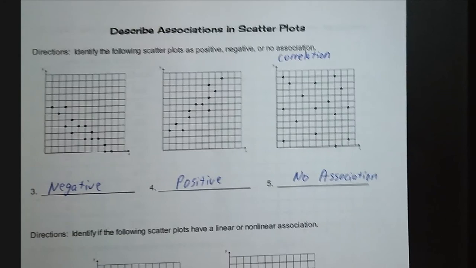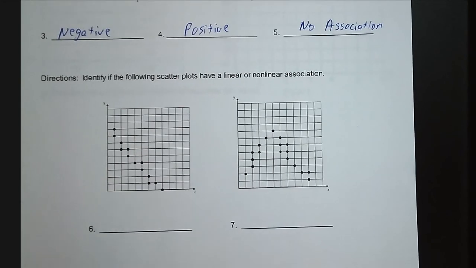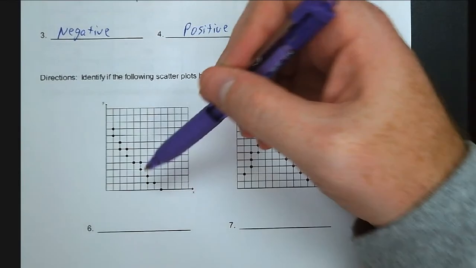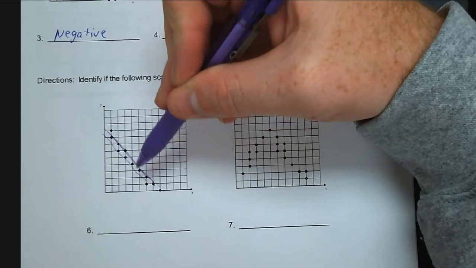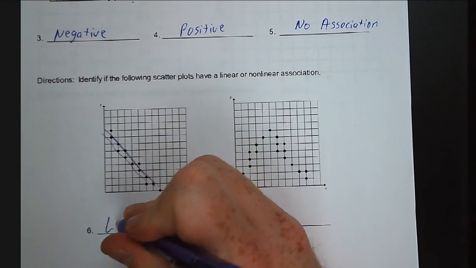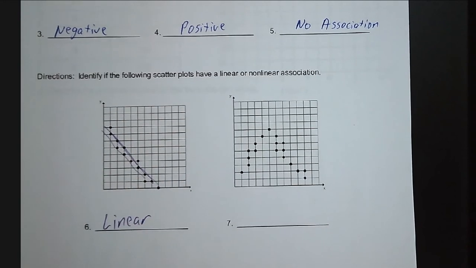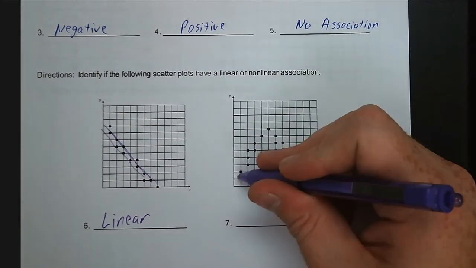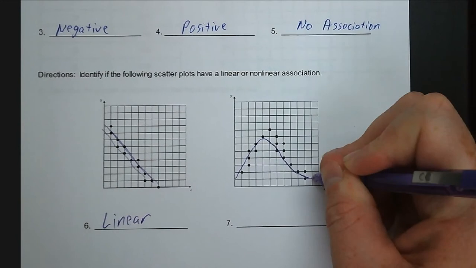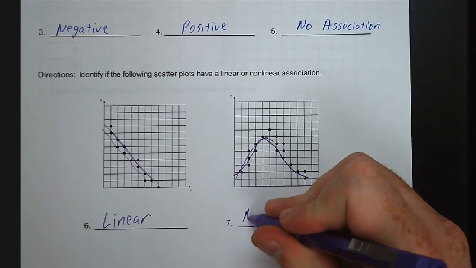Okay. Bottom half of the page, we want to identify whether they are linear or nonlinear associations. So the first one, we see the points are clustered pretty tightly in kind of a little band there. So that would be a linear association or correlation. In number 7 here, it looks like there's kind of a bell curve going on here. And so that is clearly not a straight line, so that's going to be non-linear.